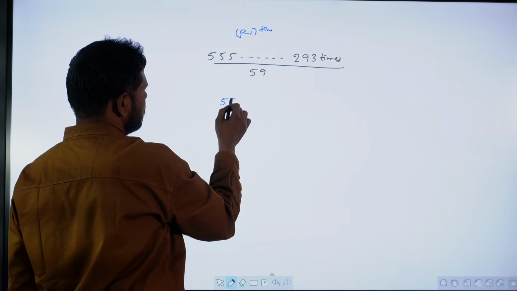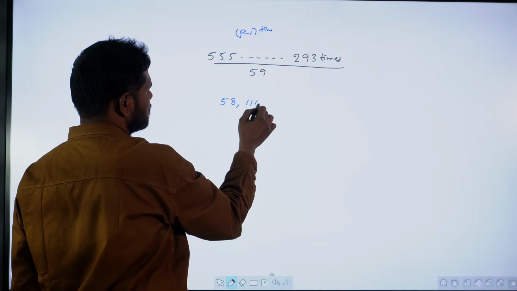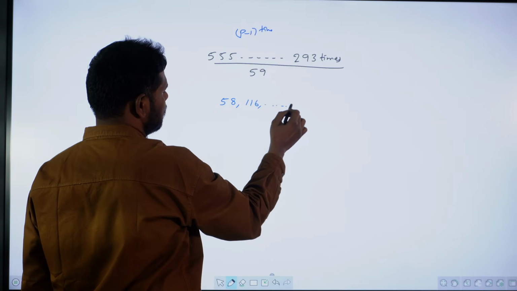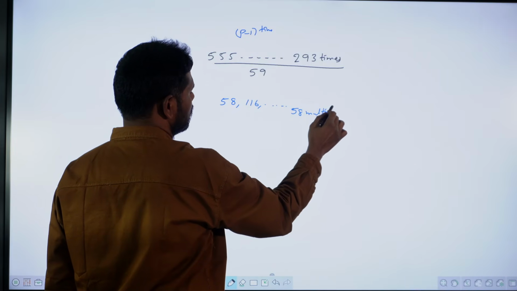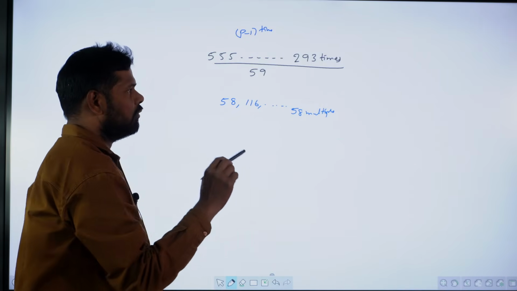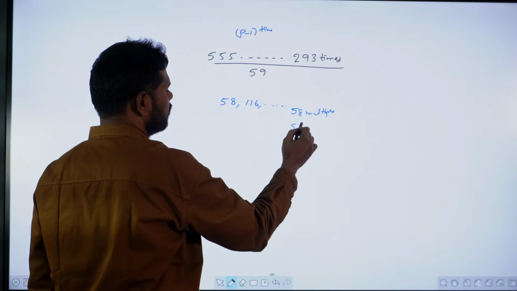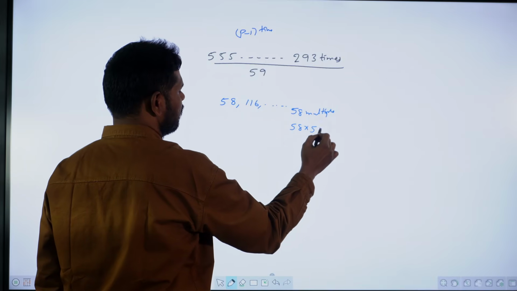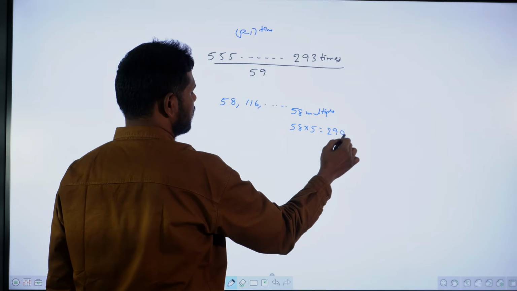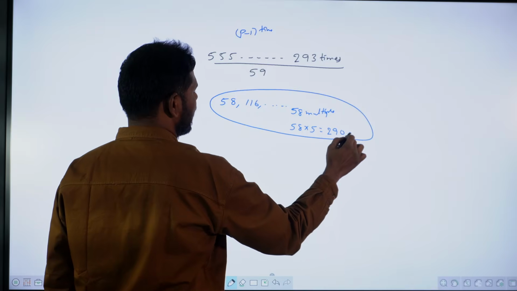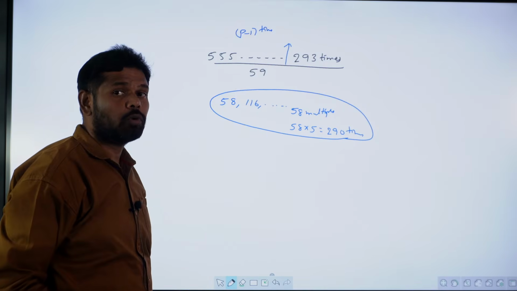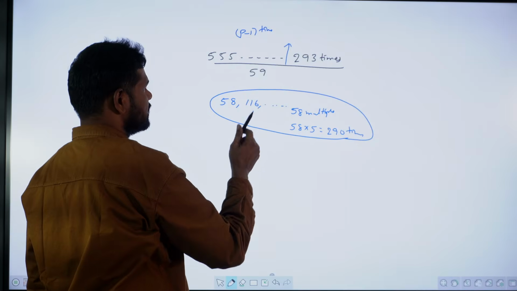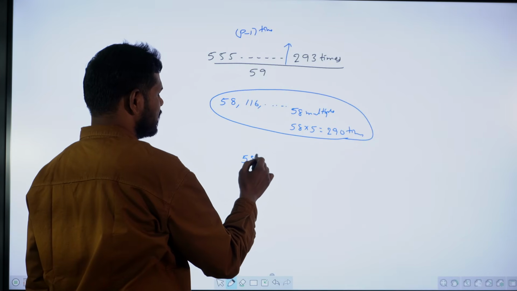If the number of digits is a multiple of 58, it is completely divisible and gives remainder 0. The nearest multiple of 58: 58 into 5 is 290. Up to 290 times we get remainder 0. But after 290, 3 more times are left, that is 555. We need that divided by 59.